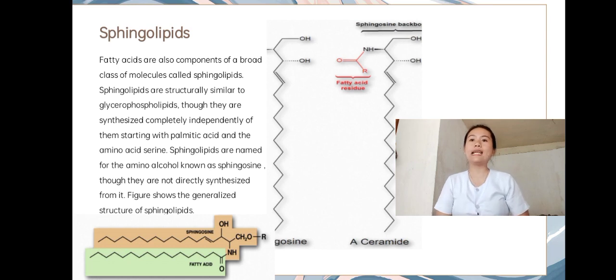Sphingolipids. Fatty acids are also components of a broad class of molecules called sphingolipids. Sphingolipids are similarly structured to the glycerophospholipids, but they are synthesized independently. They are separate, not the same. Sphingolipids are named from the amino alcohol known as sphingosine, though they are not directly synthesized from it. You can see in the picture the generalized structure of the sphingolipids.